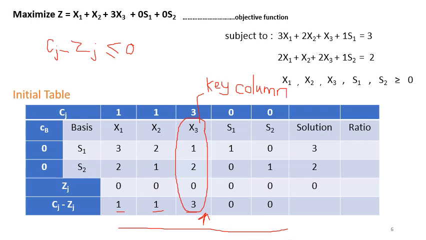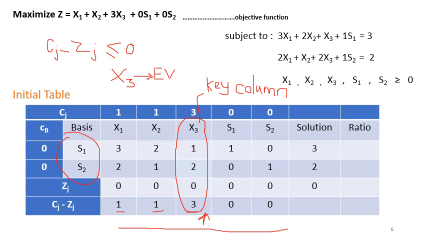And the variable associated with that, x3, now becomes the entering variable. We call it the entering variable, which we show as EV. So this x3 will now come into this basis. That x3 will come somewhere here in this basis. Let us see where it will come. Now that you have identified the key column by choosing the highest Cj minus Zj value, the variable associated with it becomes the entering variable. Now let us take the ratios.